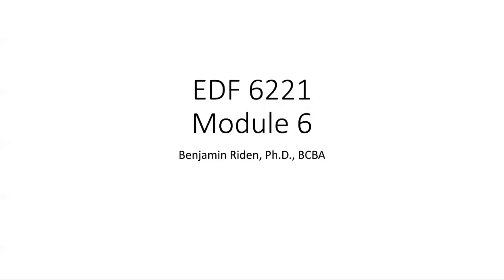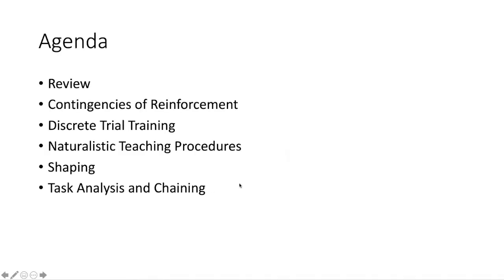So what we're going to do today is do a bit of a review, talk about contingencies of reinforcement, some discrete trial training information, some naturalistic teaching procedures. Then we'll finish with shaping as well as some task analysis and chaining. So that's what our agenda is for this evening.